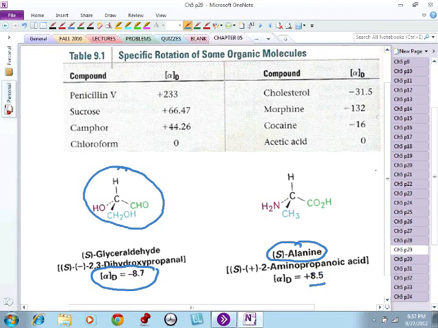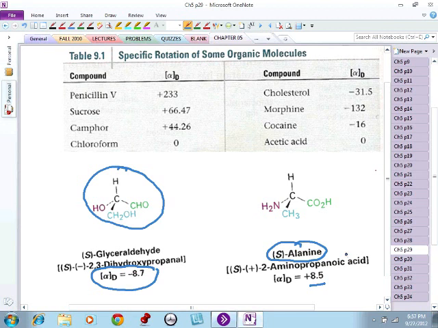The positive means that the molecule is rotating plane polarized light to the right, and negative simply means that the molecule is rotating to the left. So, supposing we have an enantiomer with a specific rotation of, let us just say, a number like 7.5, what do you think the specific rotation of its enantiomer will be?